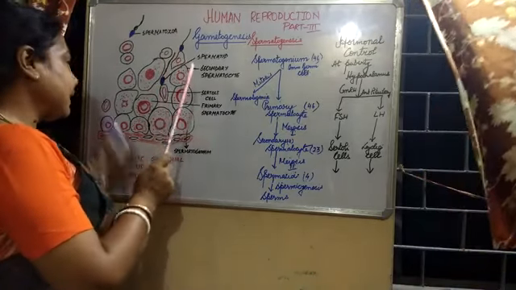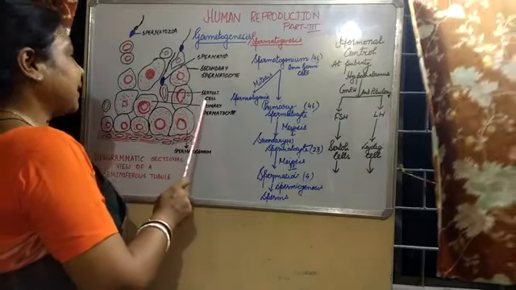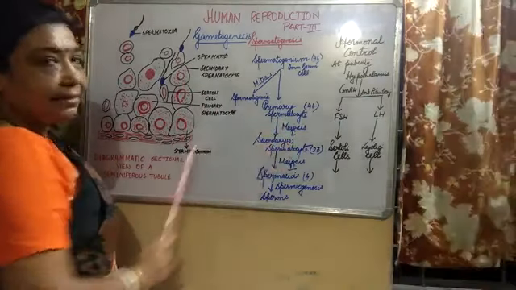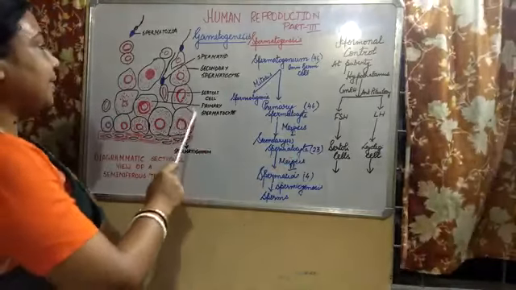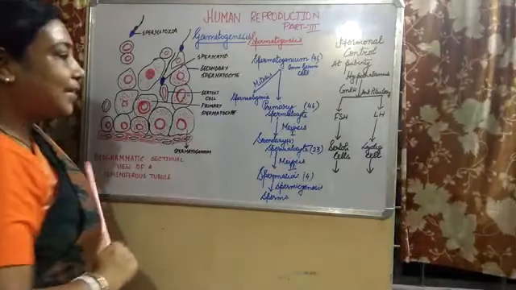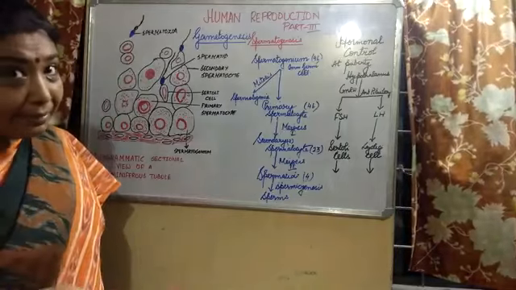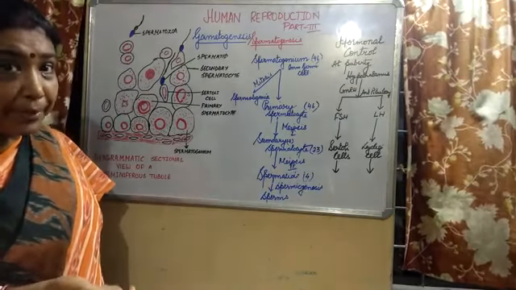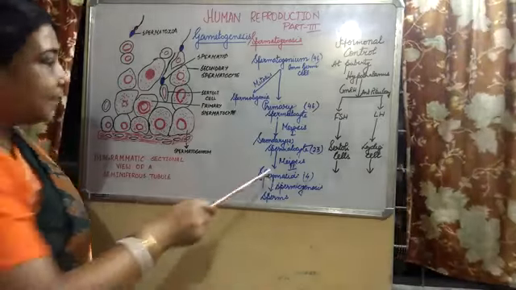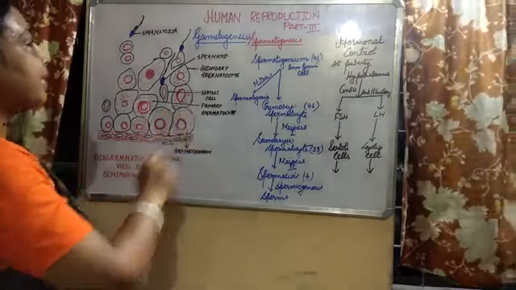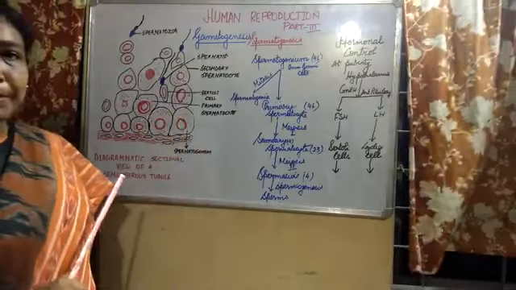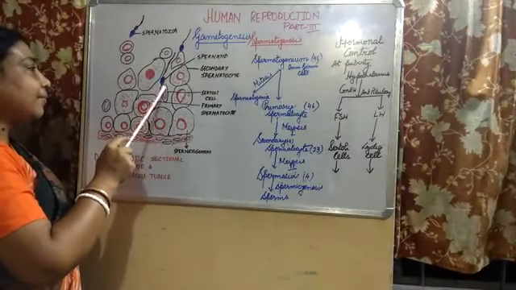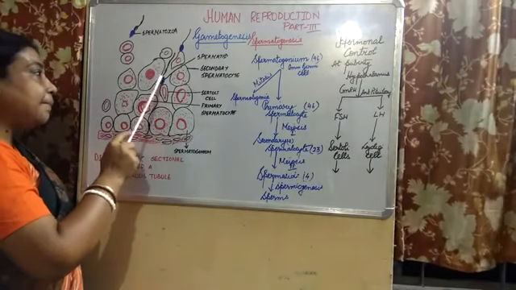So what you will see, this primary spermatocyte, through meiosis 1, will get converted into secondary spermatocyte. And after what, the secondary spermatocyte? Meiosis 2, there will be completion of the meiosis and it will get converted into spermatid. Can you see the formation of spermatid? Now you see the spermatid, their head is embedded where?